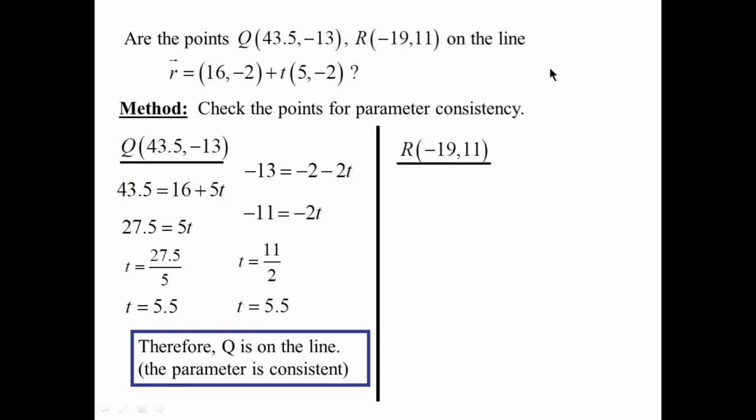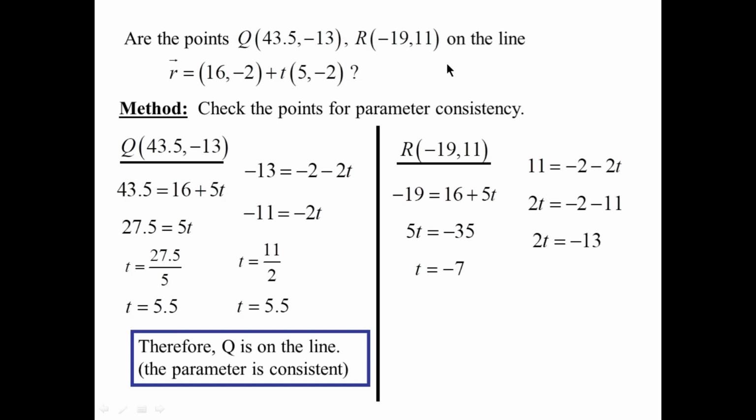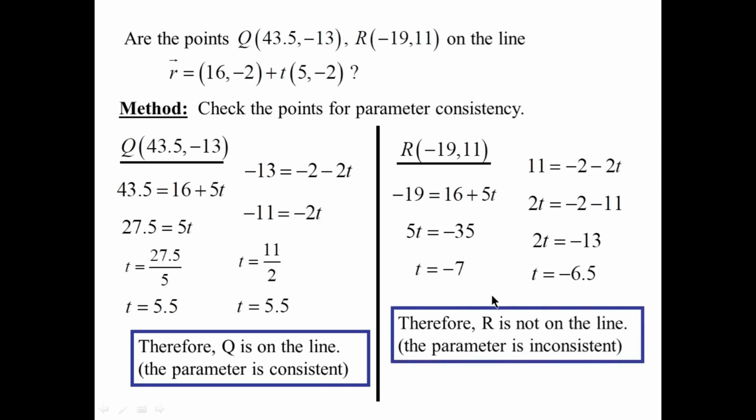Let's check R. So now negative 19 has to be 16 plus 5t. Solving for t, t is minus 7. And now 11 would have to be minus 2 minus 2t. Plugging it in, solving for t, and the t's aren't consistent. So therefore, R is not on the line. The parameter is inconsistent.